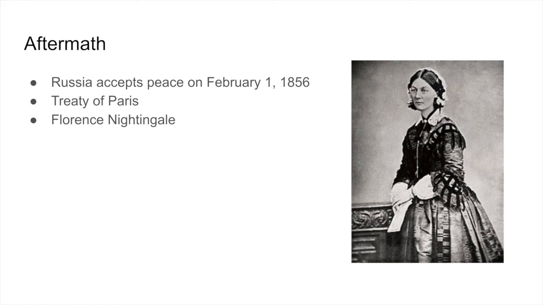After this, the Treaty of Paris was signed on March 30th, 1856, which guaranteed the integrity of Ottoman Turkey and urged Russia to surrender southern Bessarabia at the mouth of the Danube. The Black Sea was demilitarized, and the Danube River was opened to all nations for trade purposes.